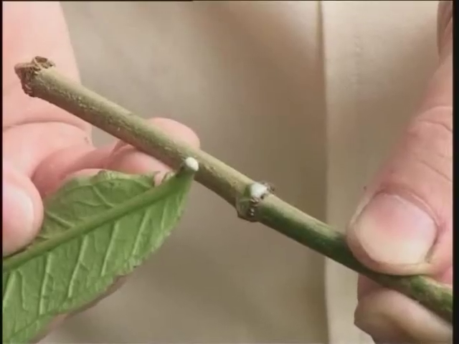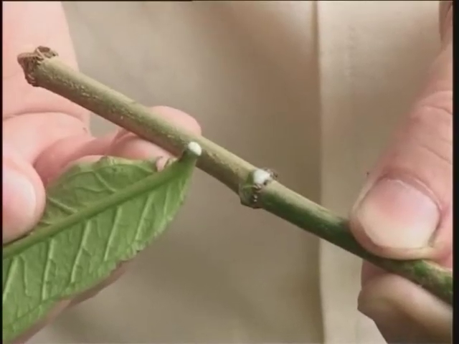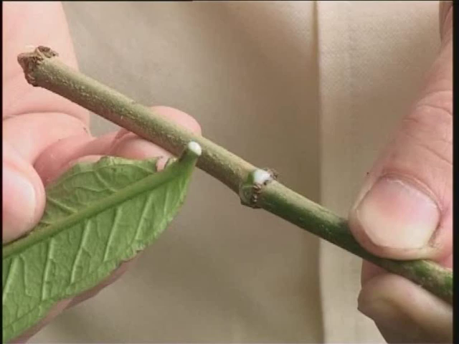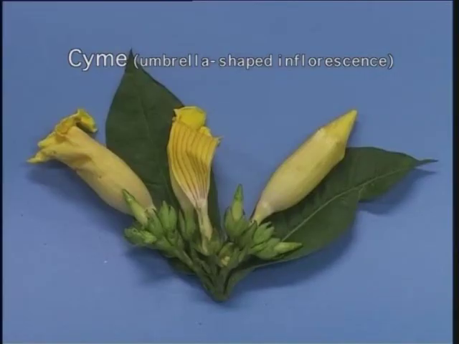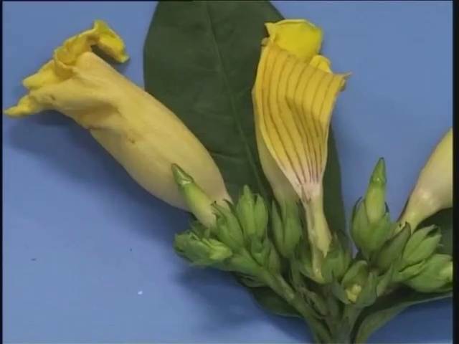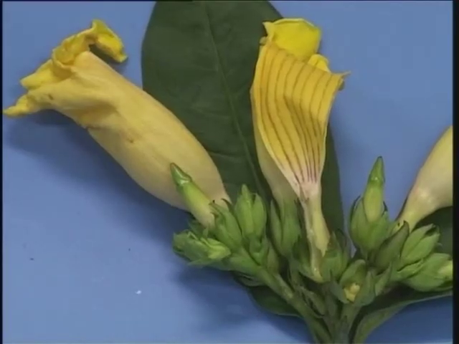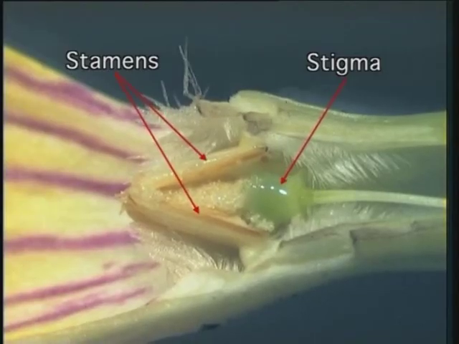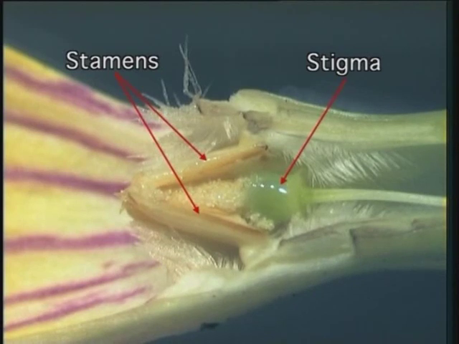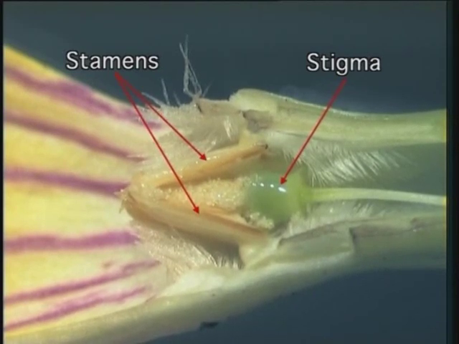The plant contains poisonous latex, which is secreted when cut, a typical feature of the family Apocynaceae. The flowers are arranged as apical cyme, that is, an umbrella-shaped inflorescence. The corolla forms a tube, in which the stamen and stigma are hidden at the throat region, not visible without breaking up the corolla tube.